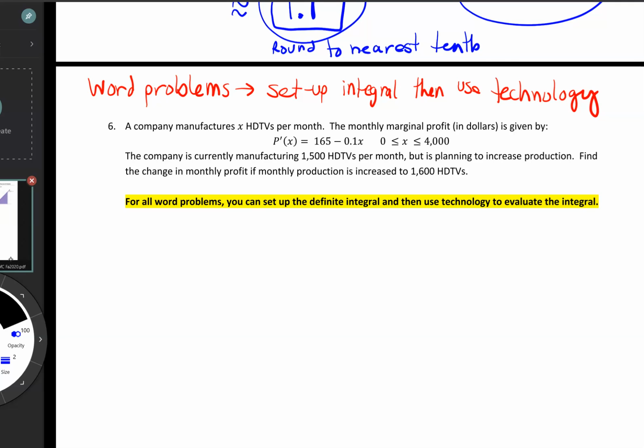Okay. So since we're in this section, you know, I'm going to do an integral. I'm going to work backwards, right? The wording in this kind of throws students off sometimes when it's out of context, when we haven't just done integrals a million times, because we see this word change, right? And we're like, ooh, change. Is that a derivative? Change in monthly profit? So the monthly profit is given by P of x. That's your monthly profit.